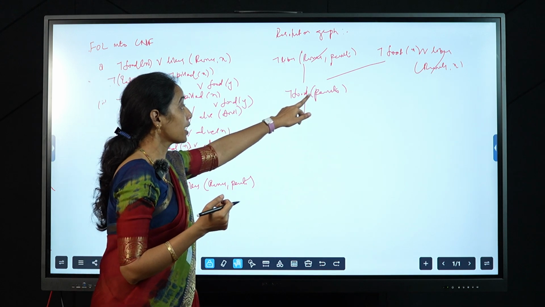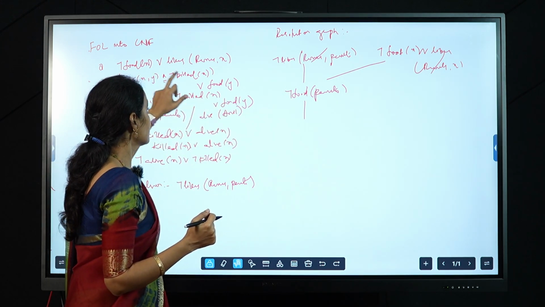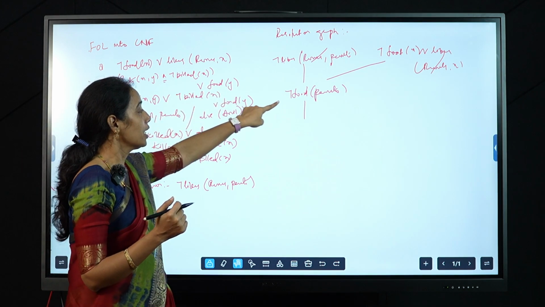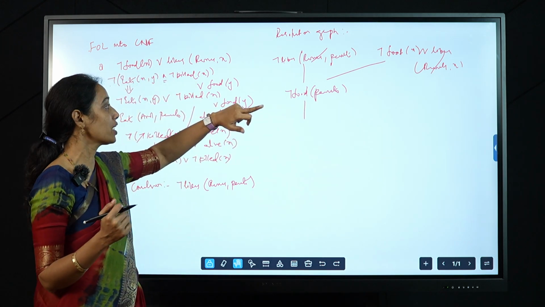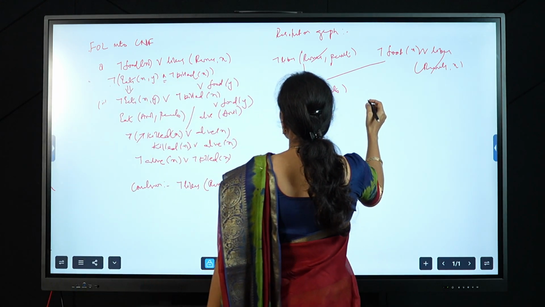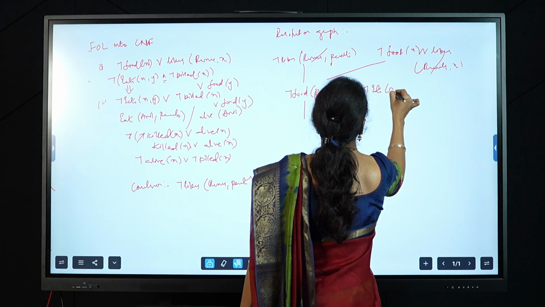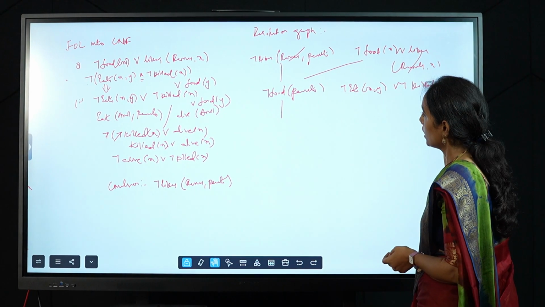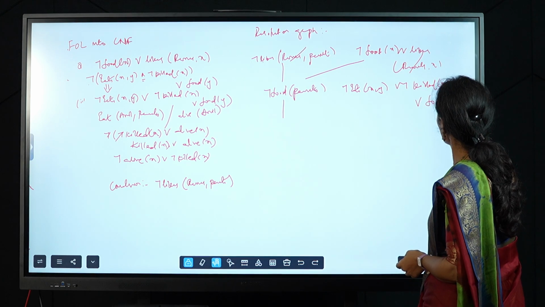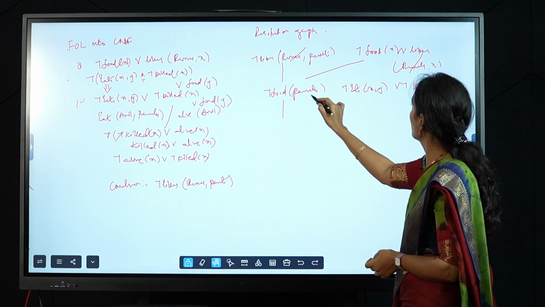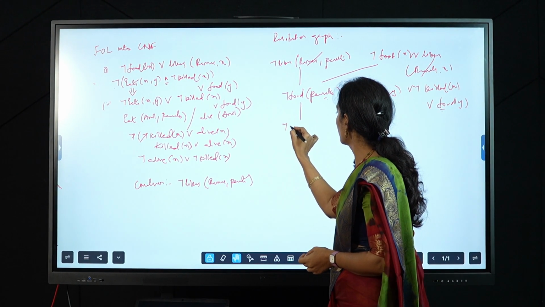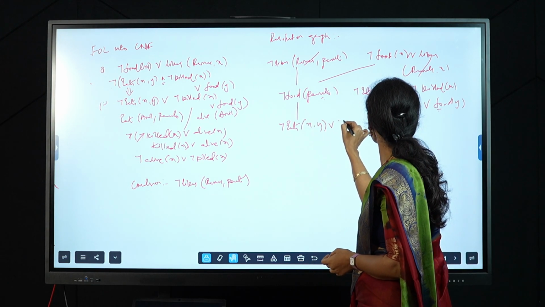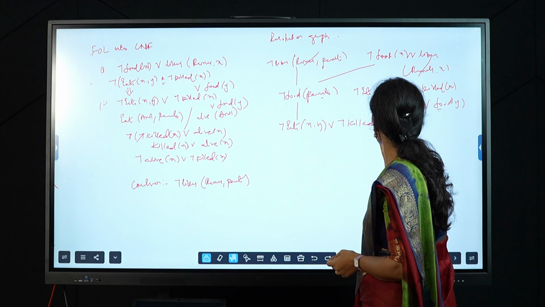So see here, negation food of peanuts is there. Is there any conflicting term? See here. Yes, in the second one, we have food of y. Here we have negation food. So if we introduce this, we can cancel these two terms. So here we can write it as negation eats x comma y or negation killed x or food of y. So these two terms get cancelled, then the result will be negation eats x comma y or negation killed x.